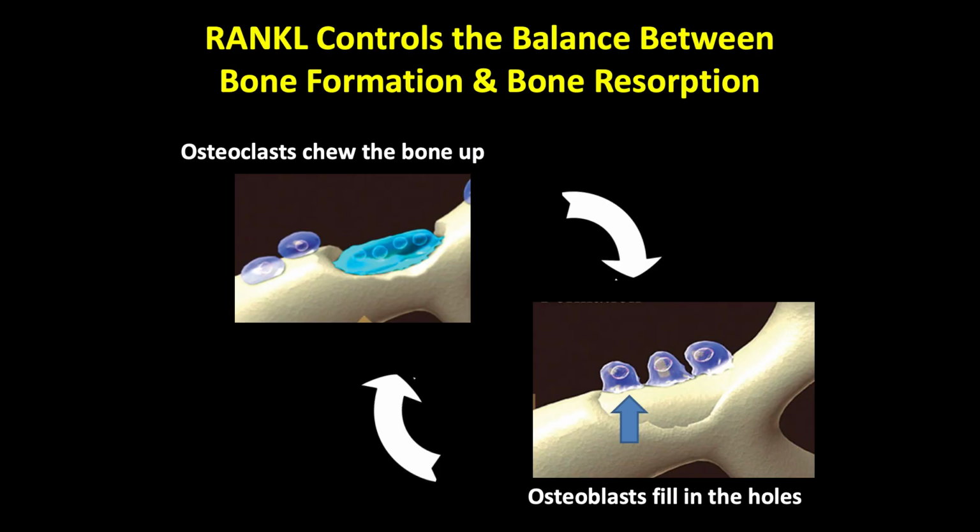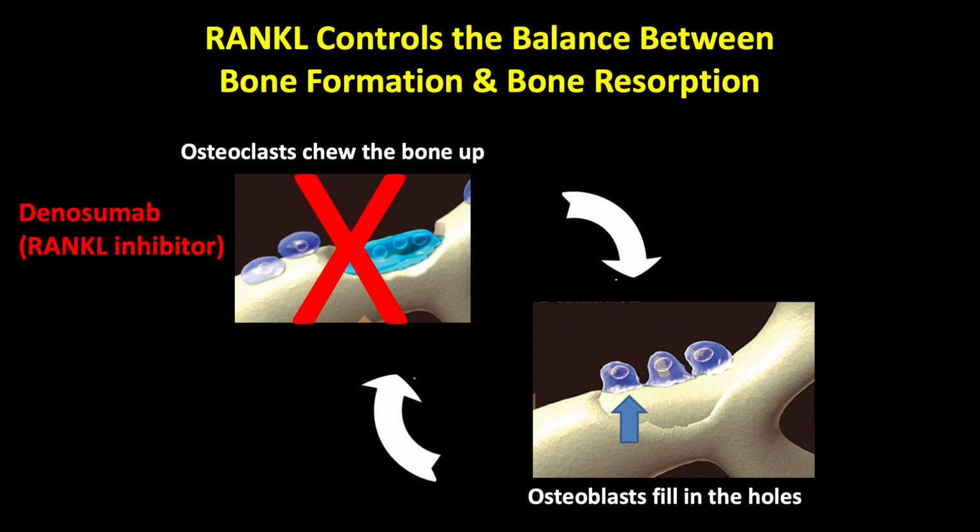So what about, are there any other ways we can target osteoclasts? RANKL is another protein that controls this balance between bone formation and bone resorption. And then just like bisphosphonates, if you give a medication to inhibit RANKL, you can target the osteoclasts and try to break this bone remodeling cycle. So is this a potential way we could try to improve bone pain in FD?